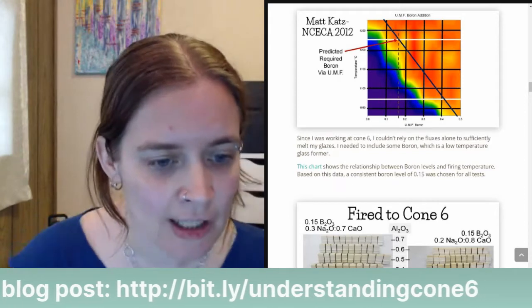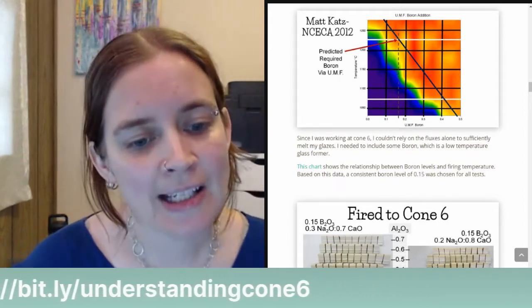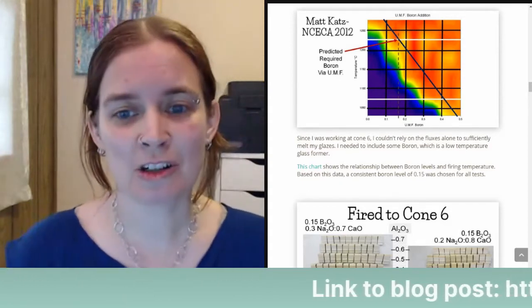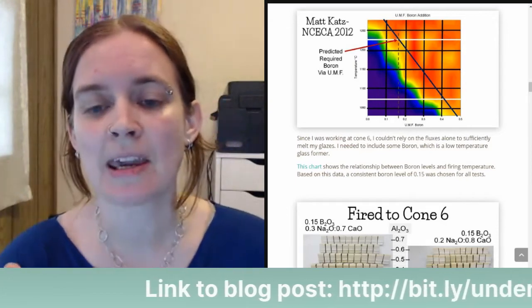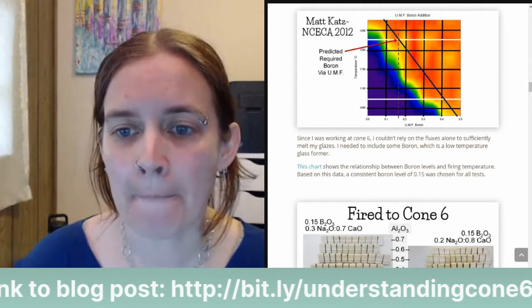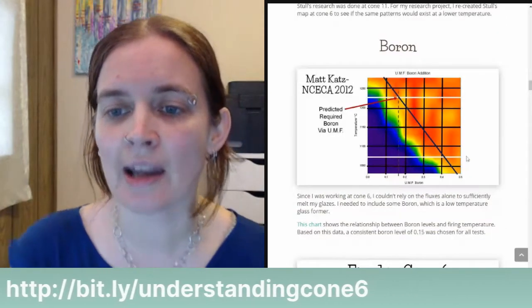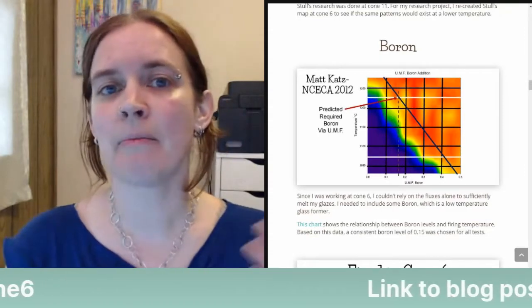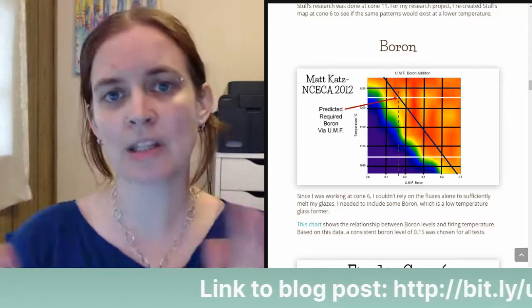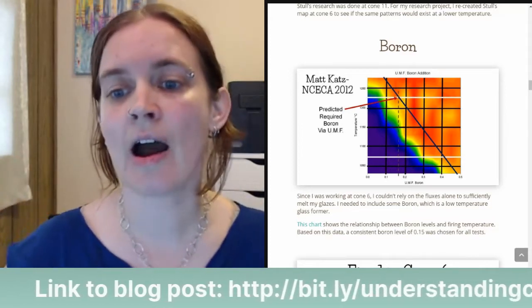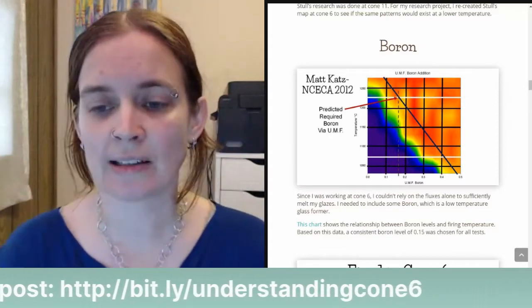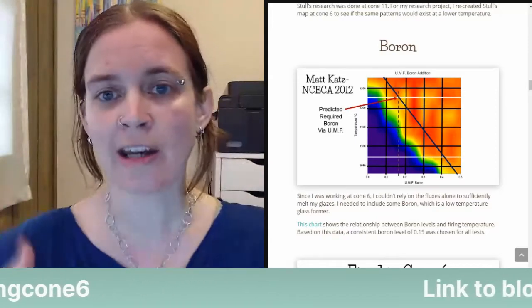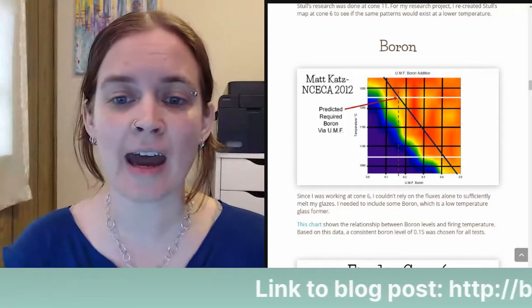Sarah says, hi, Sue. I'm struggling to find a base glaze at cone 6. How can I take my cone 10 down to cone 6? One thing you could try is to recreate your glaze recipe by adding boron. That's basically what I did here for cone 6. Based on Matt Katz's research on boron, he determined that a boron level between 0.1 and 0.2, around 0.15, is ideal for a durable glaze at cone 6. So you could take your cone 10 glaze recipe, add 0.15 boron, try to keep all the other numbers the same, and then fire that.